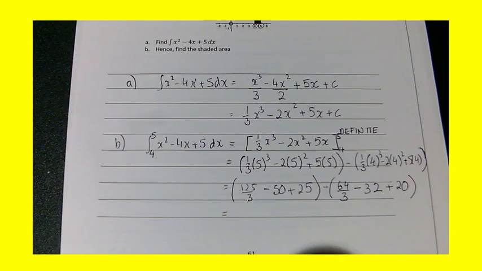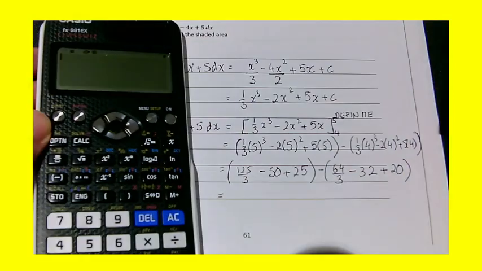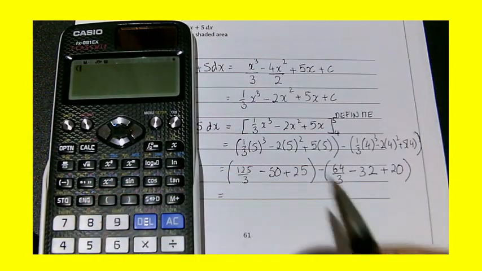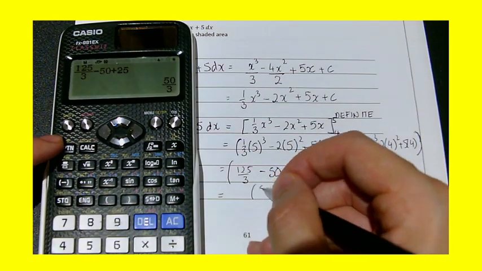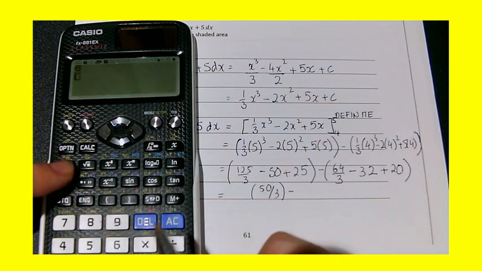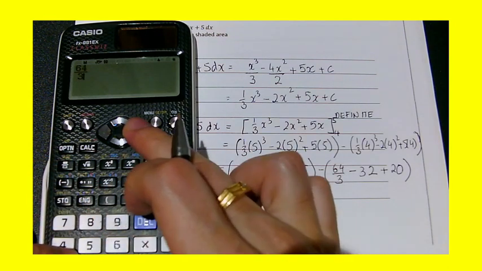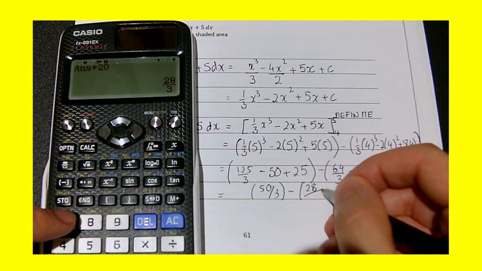And then, the most important aspect of this working is ensuring that you show all substitutions and ensuring that you get all the correct signs and values. These sorts of definite integration questions, especially when we have to find areas, it's very easy for students to get this wrong just by doing careless errors. So I'm going to do the first bracket, 125 over 3 minus 50 plus 25, which is 50 over 3. The second bracket gives 28 over 3.